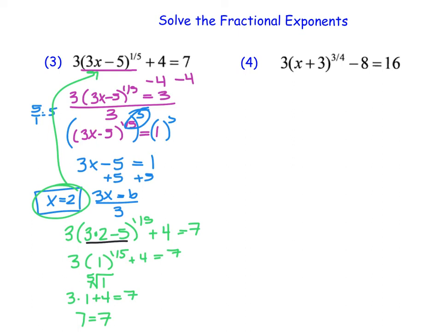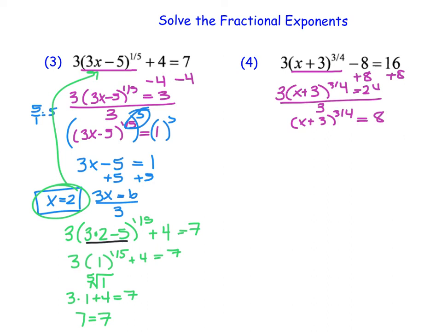Now if I look at my second example here, again, I need to focus on getting my fractional exponent piece by itself. So I start by adding 8 on both sides. As I do that, I end up with 24. Then I divide by 3. So I have (x plus 3) to the power of 3/4 is equal to 8.